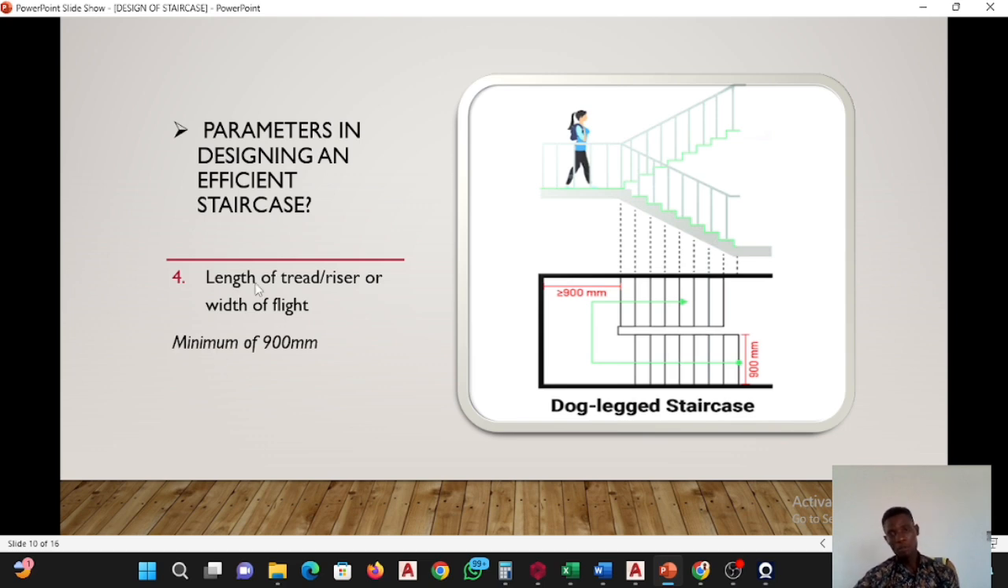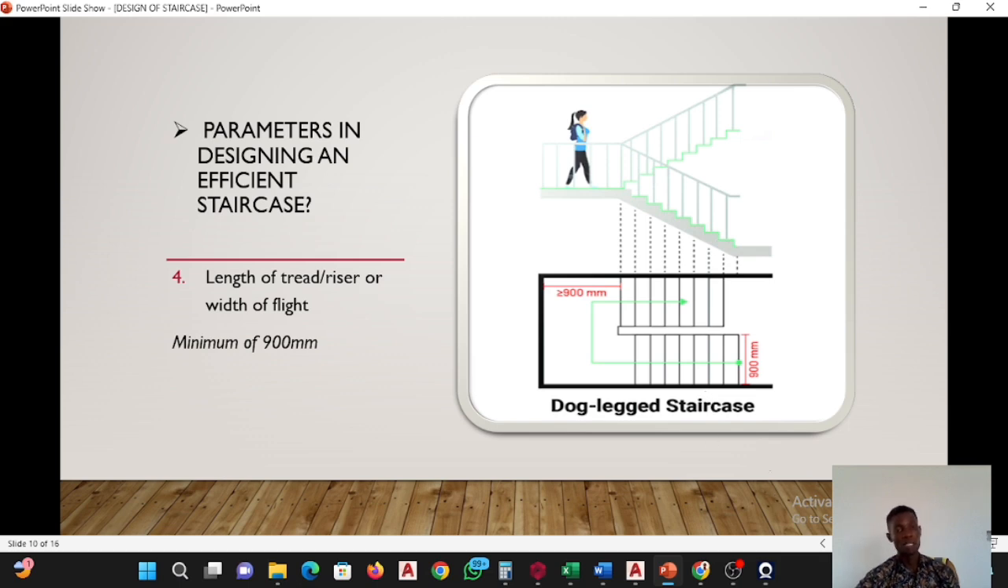So the minimum width of flight will be 900. So you can have more than 900. That is this flight here. You can have more than 900, but the minimum should be 900 for an efficient design.